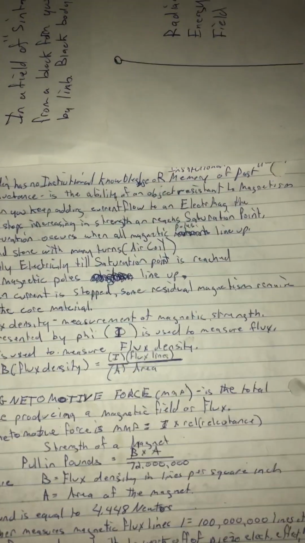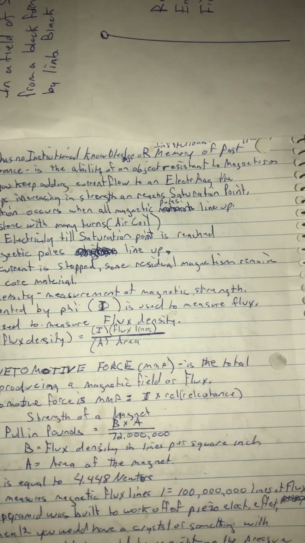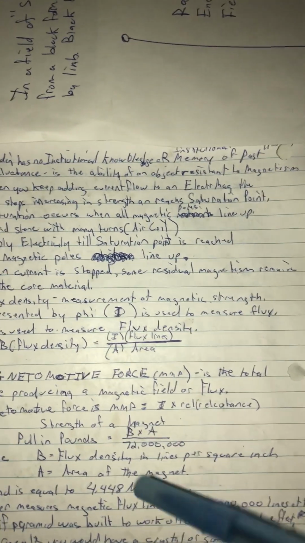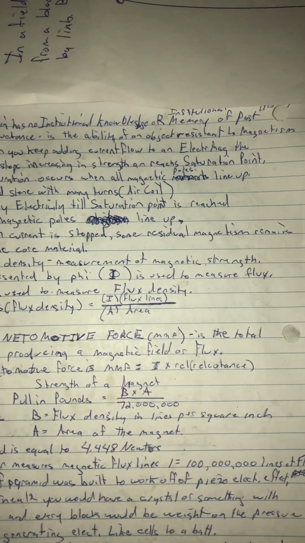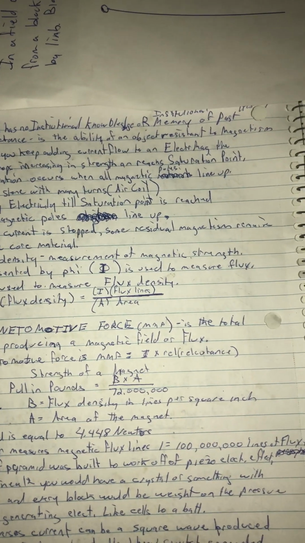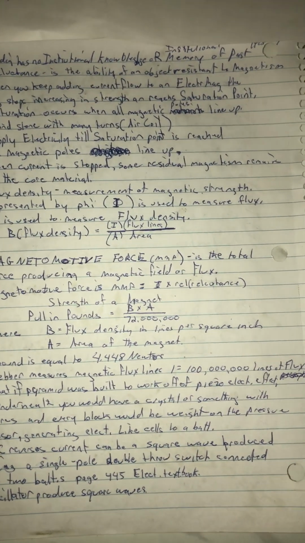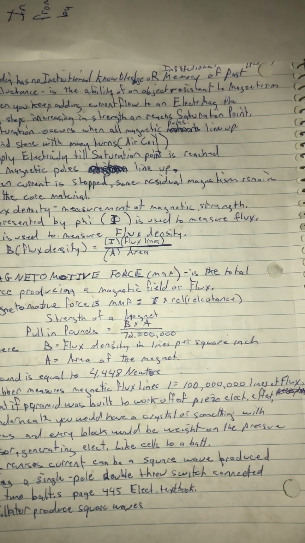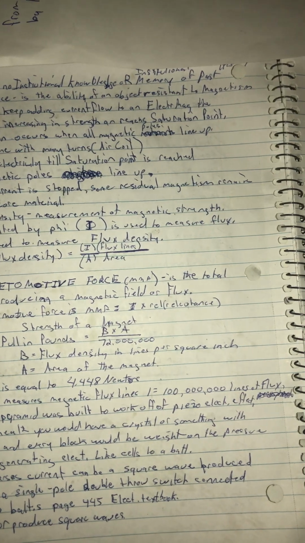So when you apply electricity to a saturation point, and that's reached, all the magnetic poles line up, and then when the current is stopped, some residual magnetism remains in the core material. Okay, then you get into this thing called flux density. Flux density is the measurement of magnetic strength. It's represented by phi. It's used to measure flux.